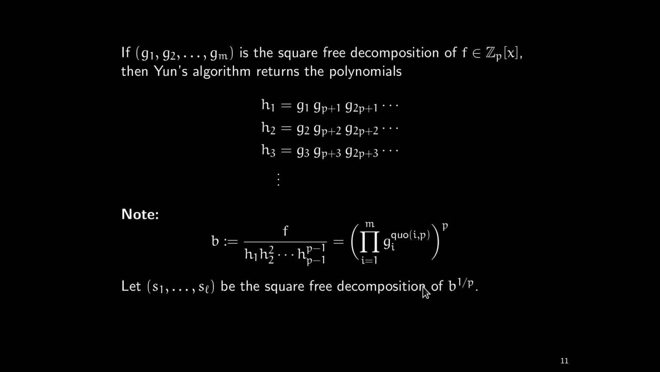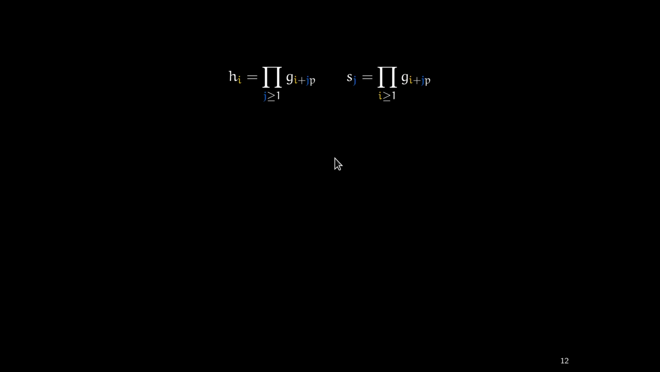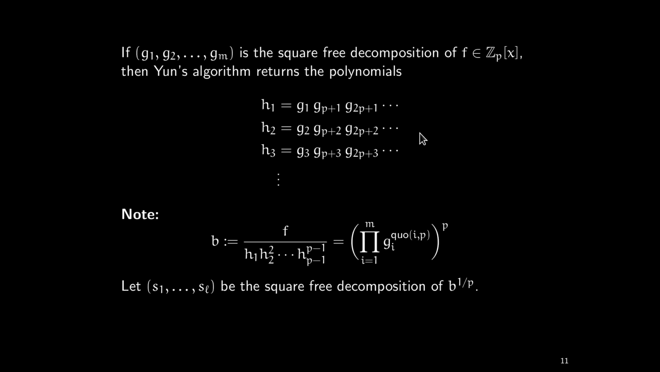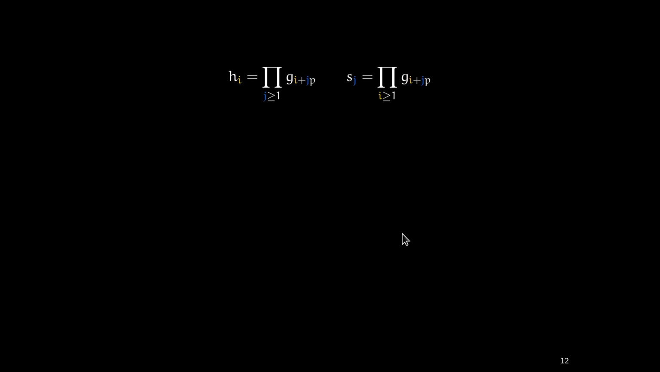Okay, so if I have the square-free decomposition of this polynomial in the brackets, which I will get by recursively applying the algorithm, then from the s's that constitute the square-free decomposition of this product and the h's, I can recover the g's. And this is how this works. So the h's are this product, and the s's, maybe that's not sufficiently motivated here, but if you look at this formula with the quotient, then you can rewrite it so that the jth s is the product of all the i's of the g's with index i plus jp. And the ith h is the product of all j's of g's with index i plus jp.